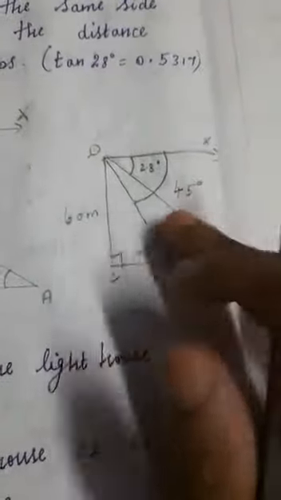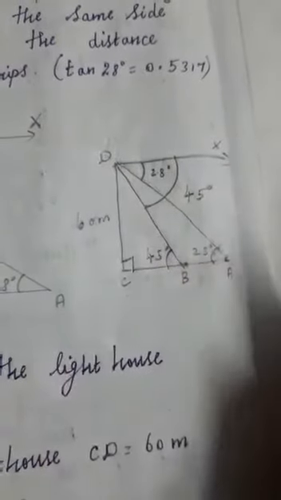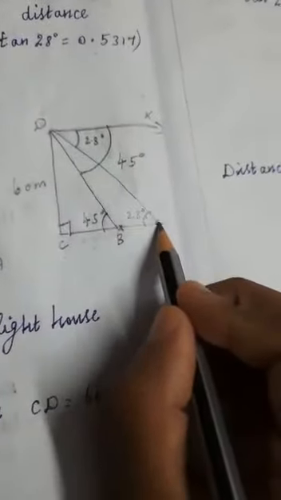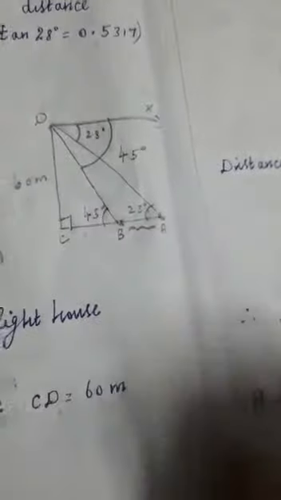Now you have two right angle triangles, this full right angle triangle and this small right angle triangle. Now in our question what they have asked us to find is the distance between the two ships. This is one ship, this is another ship. The distance between these they are asking. So A to B distance only we need to find out.